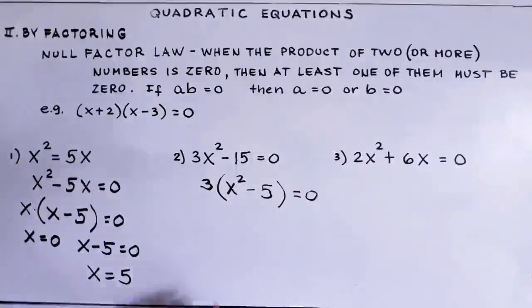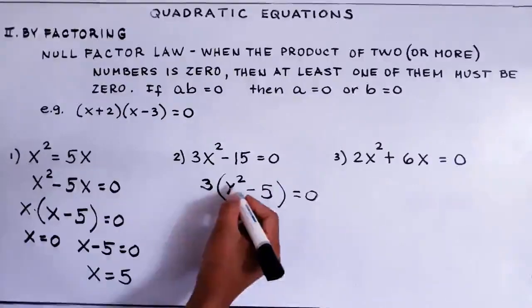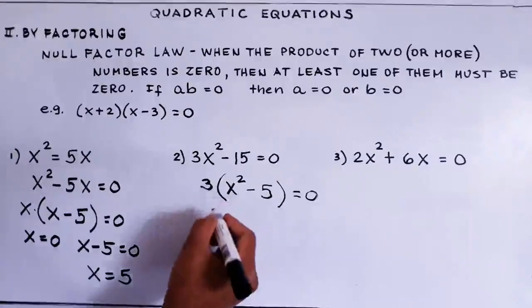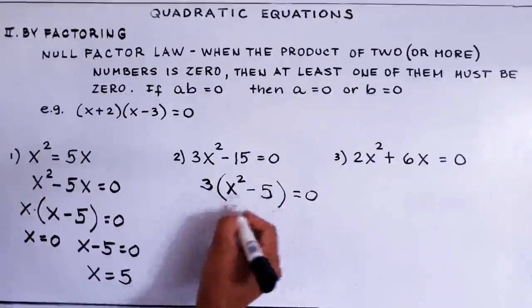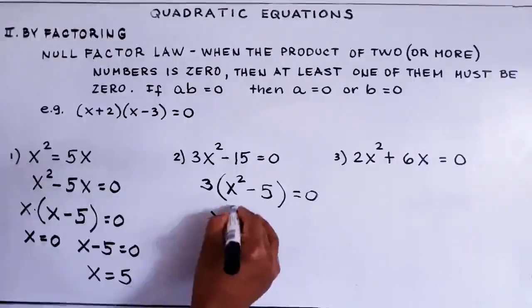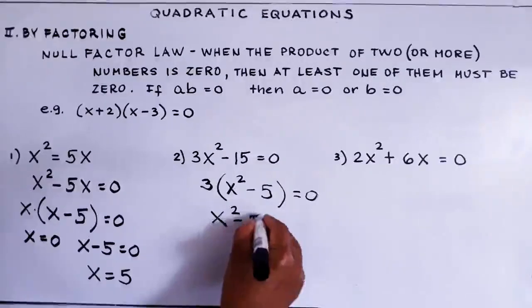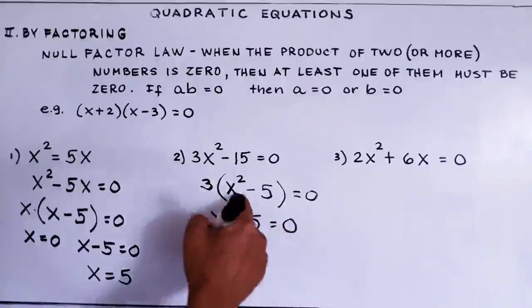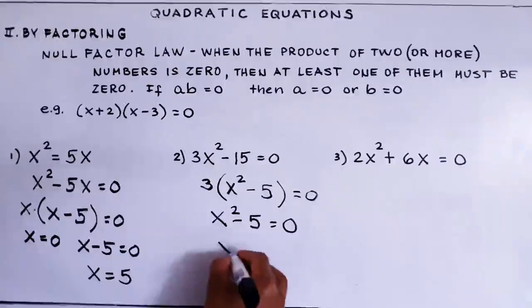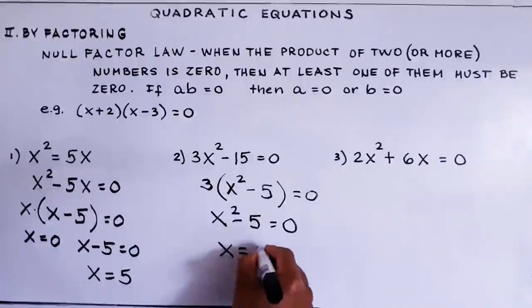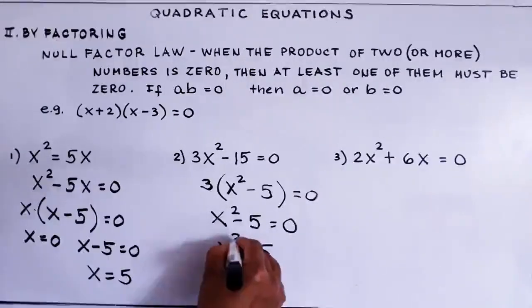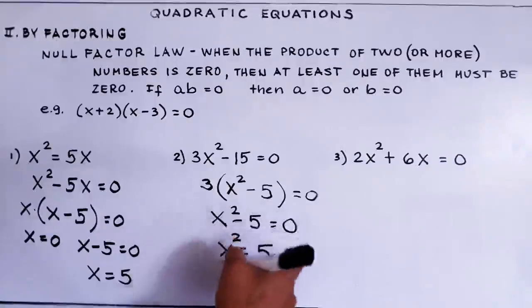It's equal to 0. Now, this one, so you have 3x squared minus 15. So you have this one here. 3 is equal to 0. Okay, no problem there. What remains is x squared minus 5 is equal to 0. We equate that one to 0. And then we transpose negative 5 there. x squared is equal to positive 5.